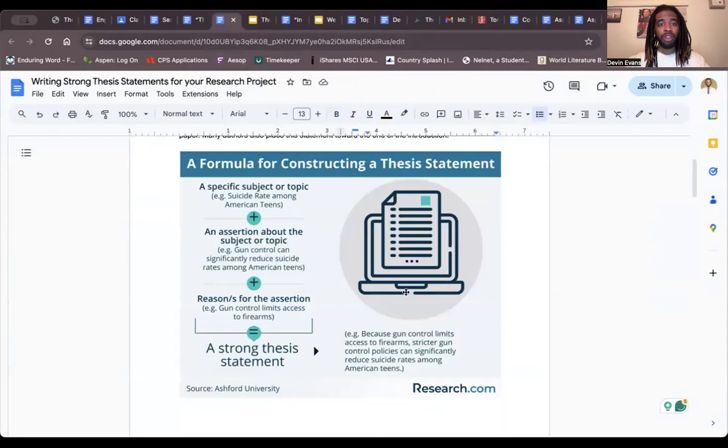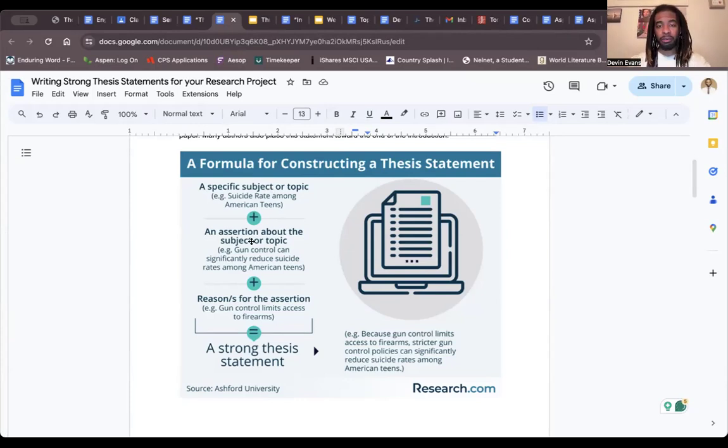All right. So here is your formula. You like math? Here's your formula, English though, for how to construct a good thesis statement. Number 1, a topic or subject, plus you make an assertion or a claim about that topic or subject, plus your reasons for it, and that equals a strong thesis statement. Okay? Topic, assertion, reason, statement.